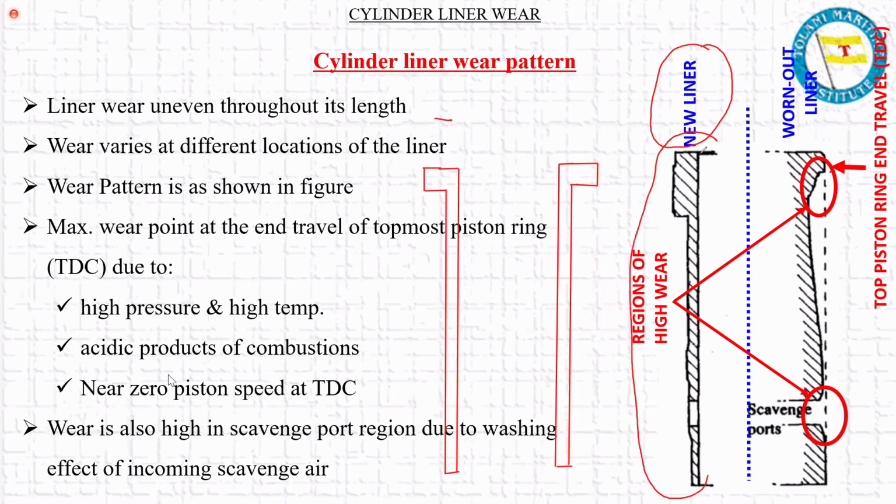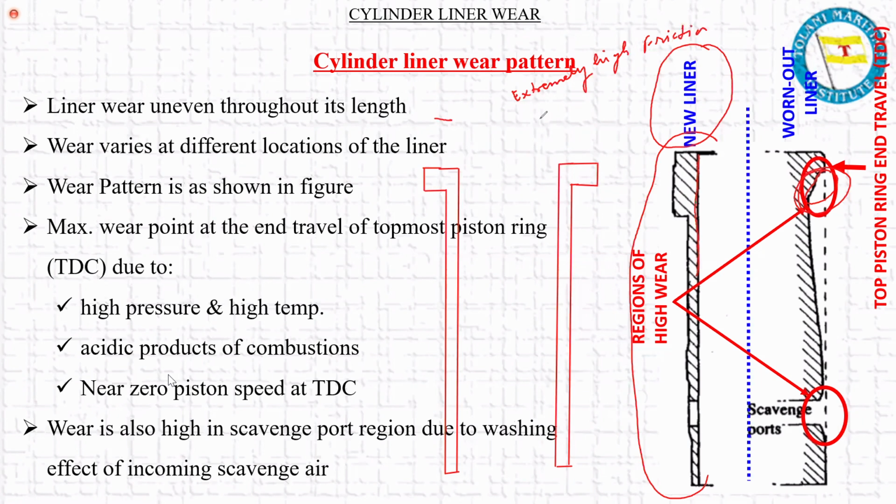So in a new liner, the entire surface of the liner is even, no wear has occurred. But as the liner continues to wear out, in the topmost region, the wear is maximum. Why is it maximum? Because of two main reasons. One is frictional wear is high, extremely high frictional wear.